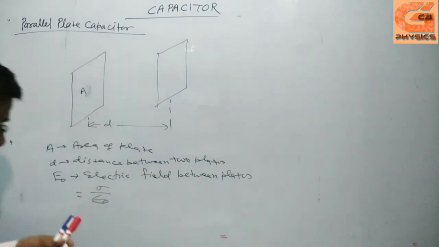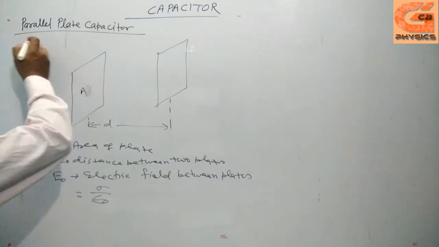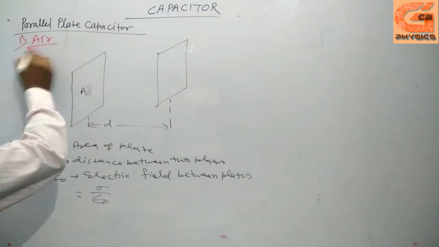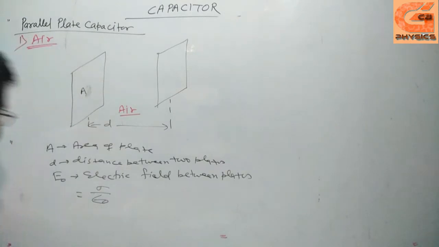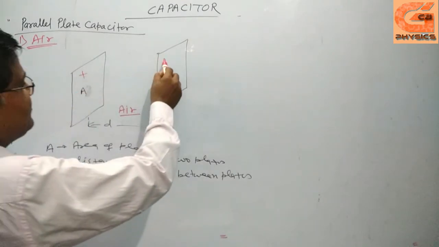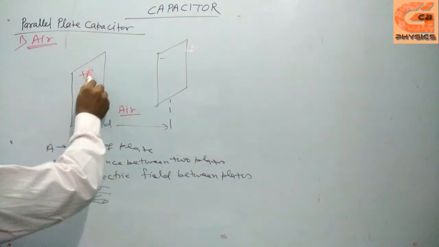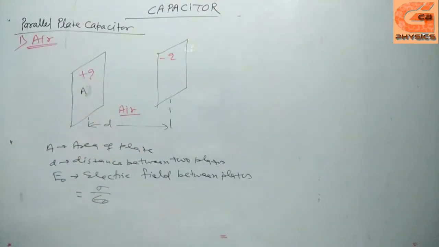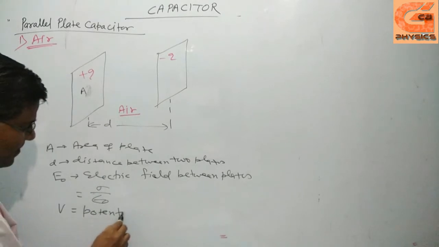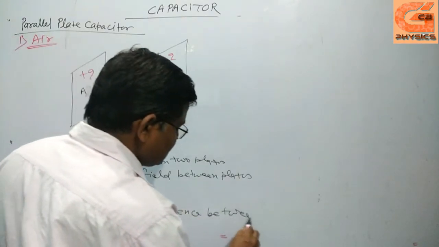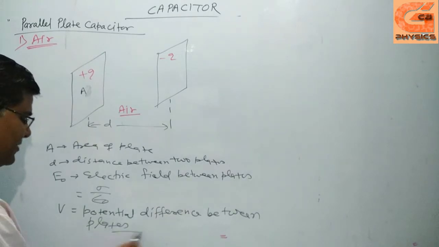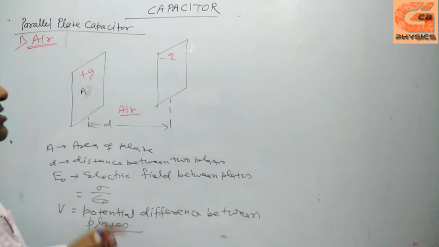In the first case, in air, meaning there is no medium between the plates, there is air or vacuum as you wish, so the field is sigma by epsilon naught. This plate is positively charged, plus Q, and this one is negatively charged, minus Q. A is the area of the plate and V is the potential difference between the plates. Very simple derivation, and very important. Every year it is asked.